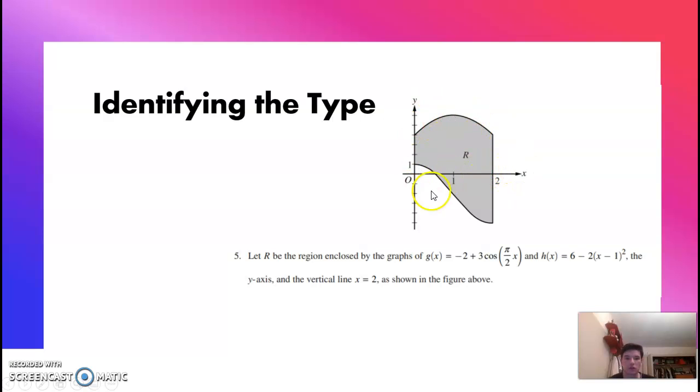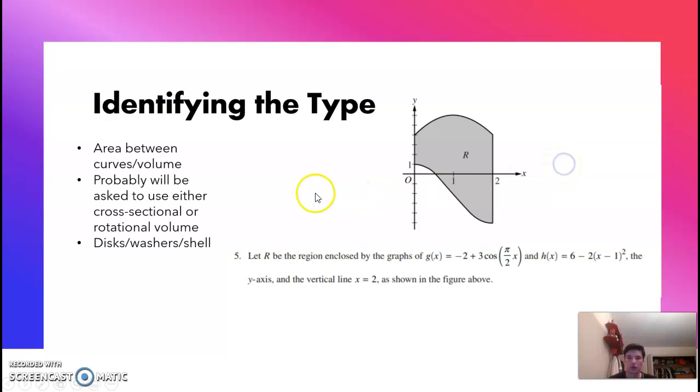So here they give us this region, and the first thing we're going to do is identify the type of problem and the strategies we're going to be using. Obviously, with this region, we're probably going to be calculating the area between the curves or the volume. For the volume, we'll either be using cross-sectional or rotational volume, depending on what they're asking us to do with it. And for the rotational volume, we'll be using discs, washers, or shells.